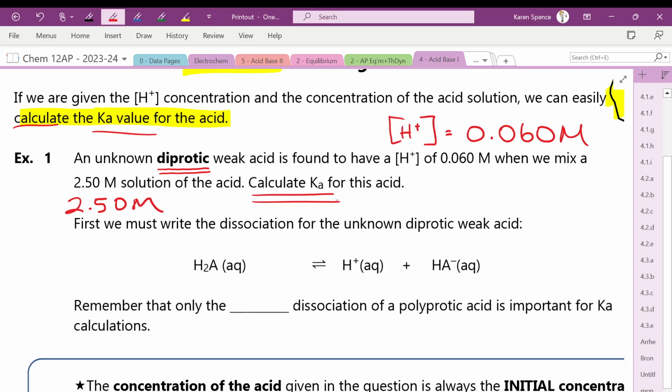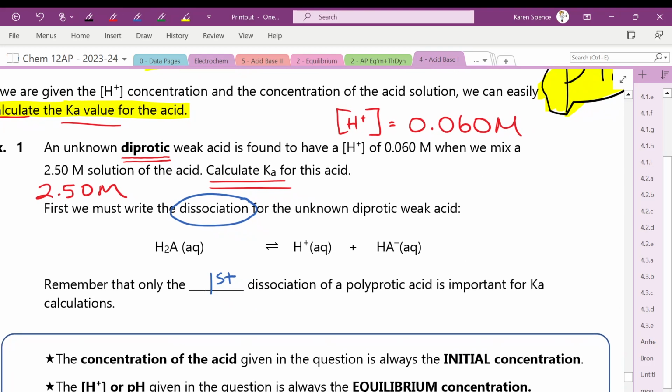So, first thing you need to do is write the dissociation so you can have a start for your RICE table. Do you remember what to do with diprotic acids? How many hydrogens do we take off? Just one, okay? So when we write the dissociation, remember that only the first dissociation of a polyprotic acid is important for Ka calculations. Unlike titrations, where both hydrogens get neutralized, okay?